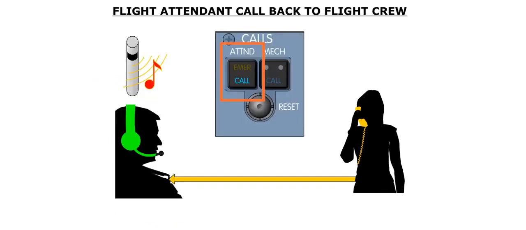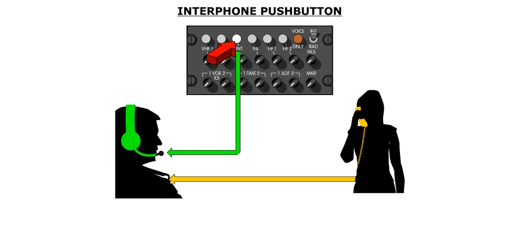The flight attendant can call the flight crew using the attendant handset. In this case, the blue call caption illuminates in the attendant push button on the calls panel, and a chime sounds in the flight deck. To speak to the flight attendant, a pilot presses the interphone transmission key on the ACP, and then uses a push-to-talk button.